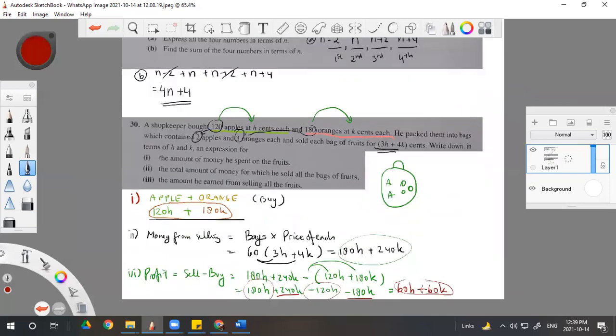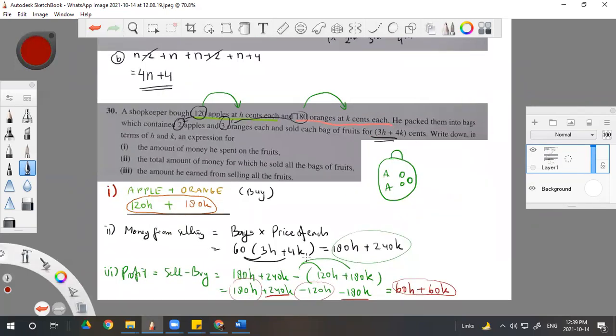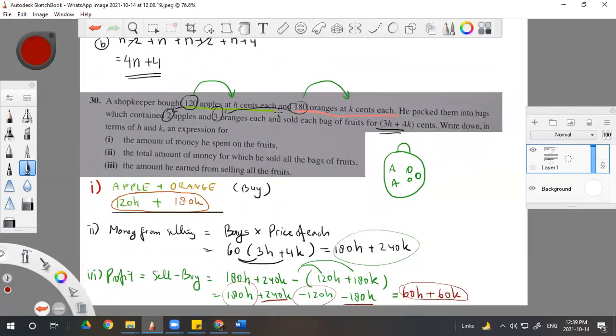Mister, I don't get it from the bags thing. What do you mean by 60? Jadi gini, kan dia belinya berapa? 120 apples and 180 orange, right? Mm-hmm. Nah, dia di-pack lagi. He packed them into bags which could contain 2 apples and 3 oranges. Jadi dia jualnya bukan jual putus, bukan jual semua pisah-pisah, dia jual begini. Ya. Jadi ada berapa banyak bags-nya?